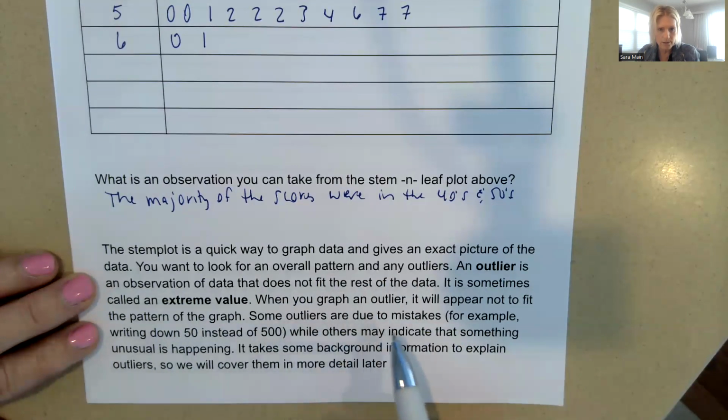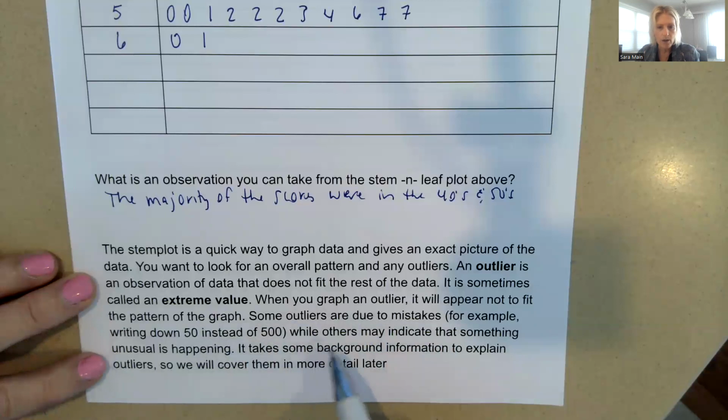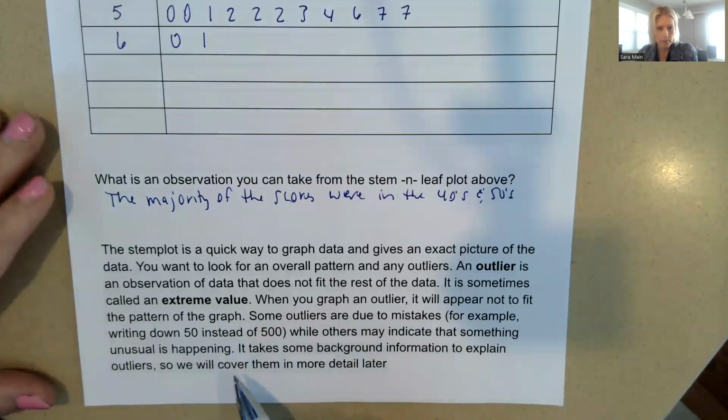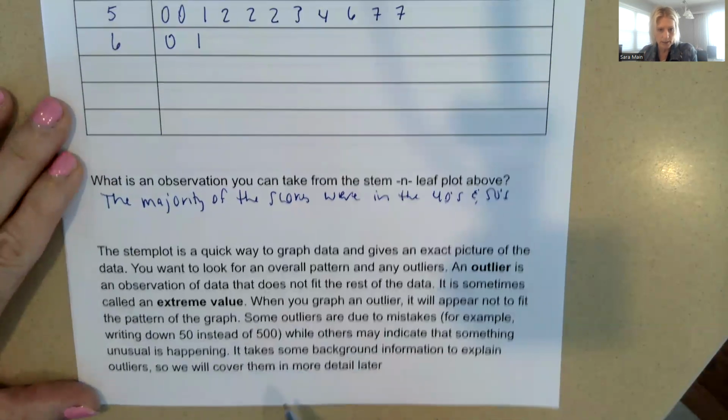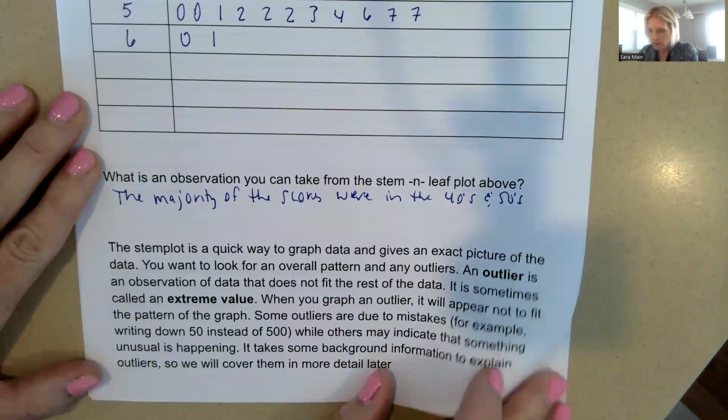Some outliers are due to mistakes, for example, writing down 50 instead of 500, while others may indicate that something unusual is happening. It takes some background information to explain outliers, so we will cover them in more detail later. We're going to talk about outliers all semester.